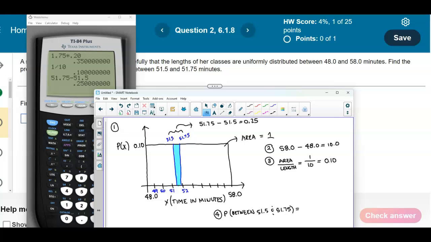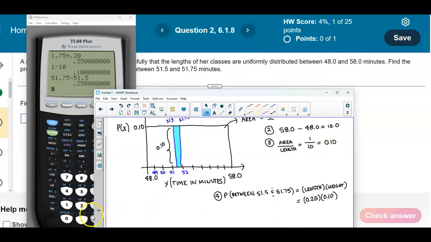So that means that we're going to take the length multiplied by its height. So we know that the length is 0.25. And so now what is the height of this region? We know the height of this region is 0.10. So we're going to multiply that by 0.10.